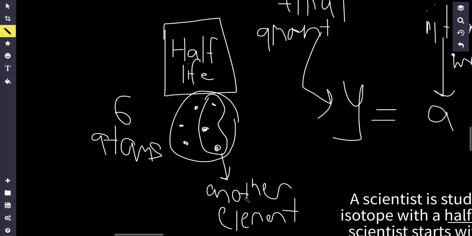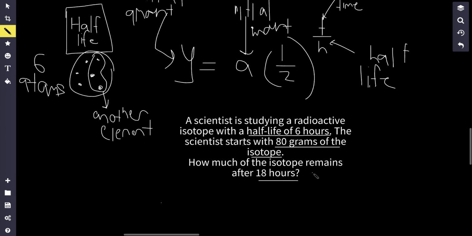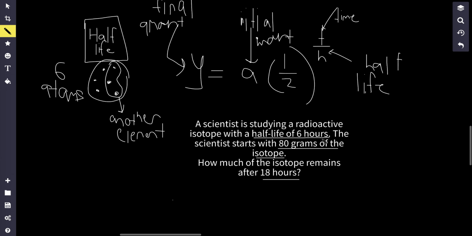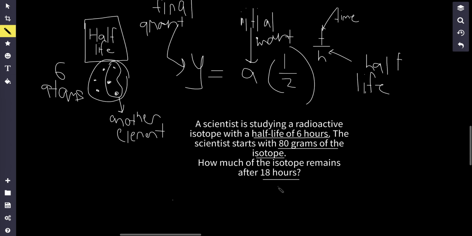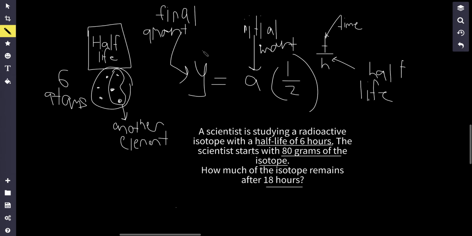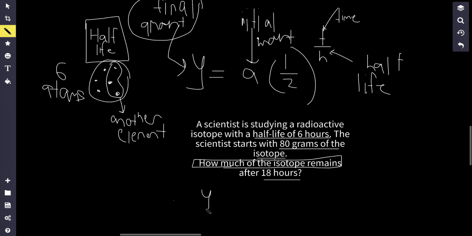Because it's radioactive. So let's see this problem. A scientist is studying a radioactive isotope with a half-life of 6 hours. The scientist starts with 80 grams of the isotope. How much of this isotope remains after 18 hours? All we have to do to solve this is plug it into the formula. We want to know how much of the isotope remains, which means we want to find the final amount. We don't know the final amount, so we're solving for that.